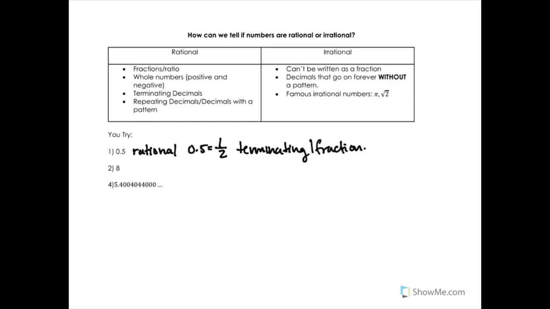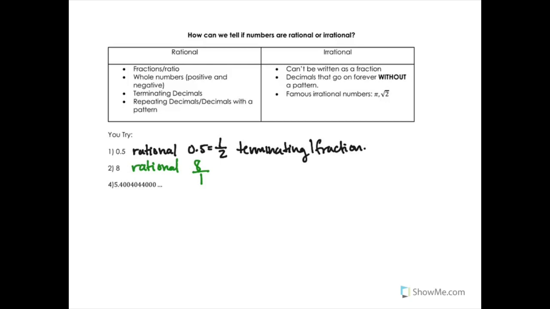Okay? Now what about the number 8? Is the number 8 rational or irrational? 8 is a rational number. And it's a rational number because, as I mentioned earlier, any whole number can just be simply written over 1, and it's automatically a fraction. And anything that can be written as a fraction is automatically rational.